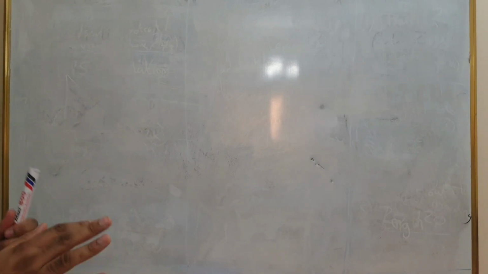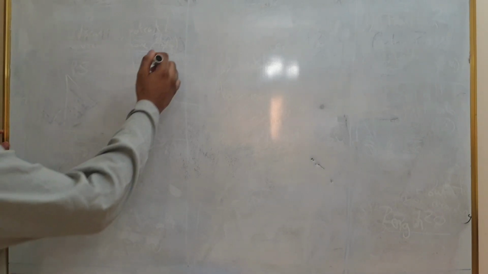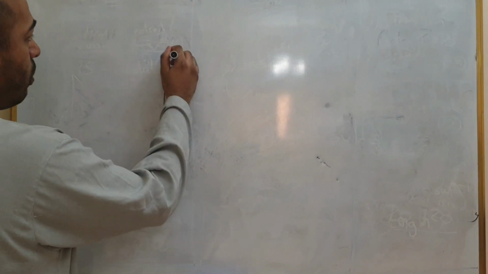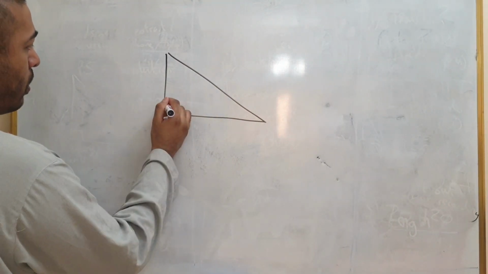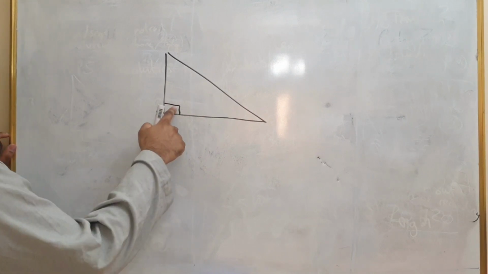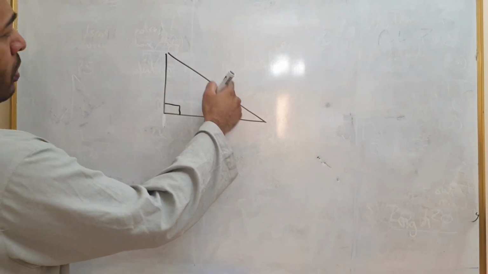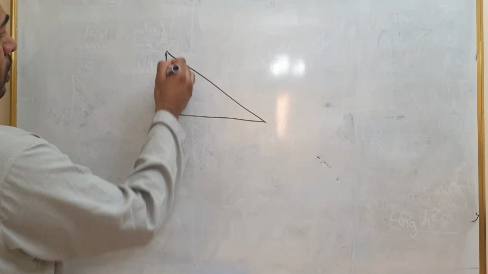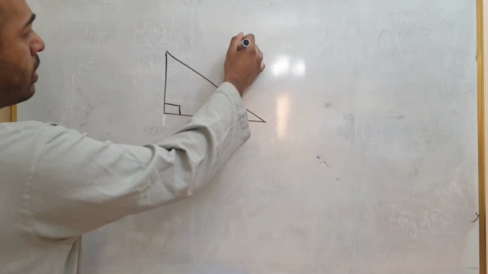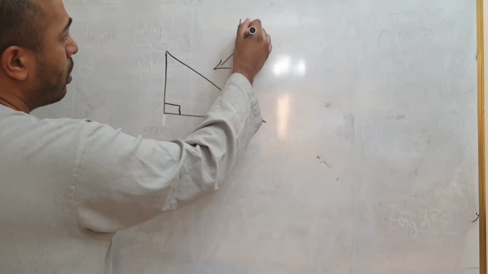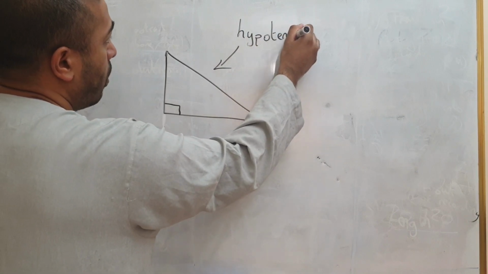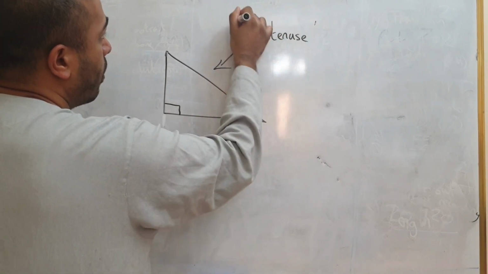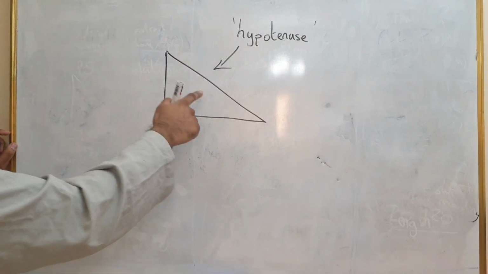So Pythagoras' theorem works when you have a right angled triangle as follows. As you can see, that's the right angle. The side opposite to the right angle is called the hypotenuse.